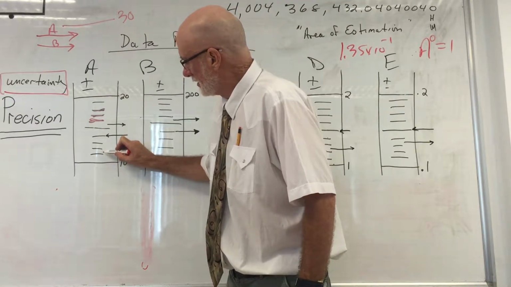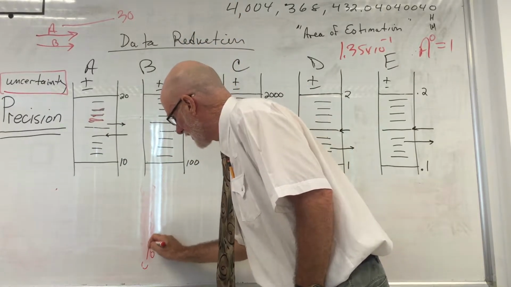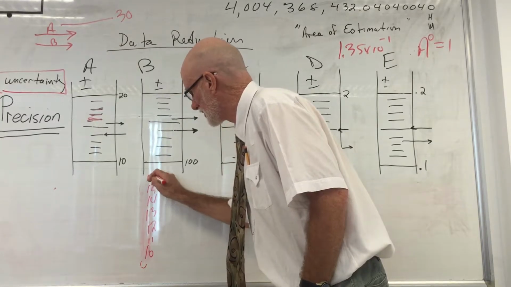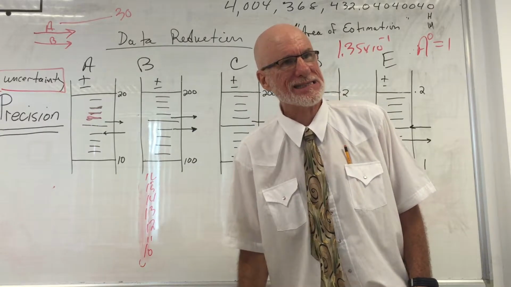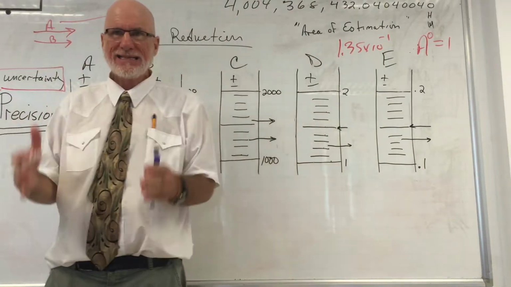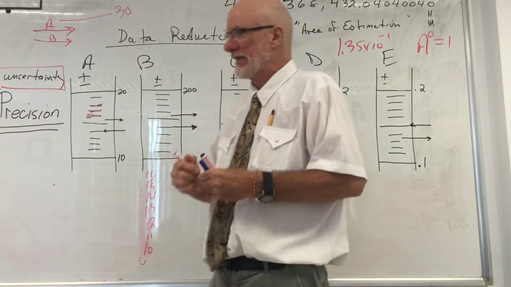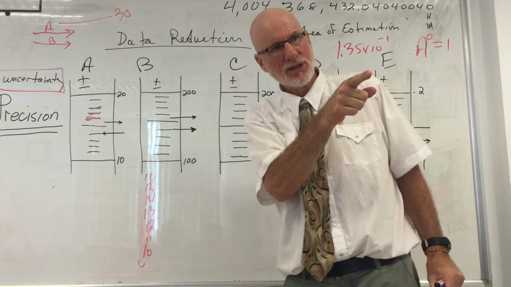Now, here's this. Count with me. 10, 11, 12, 13, 14. So let's write that down: 10, 11, 12, 13, 14, 15, 16. What place value is changing? Ones. So tens, one less than tens is ones. Excellent.